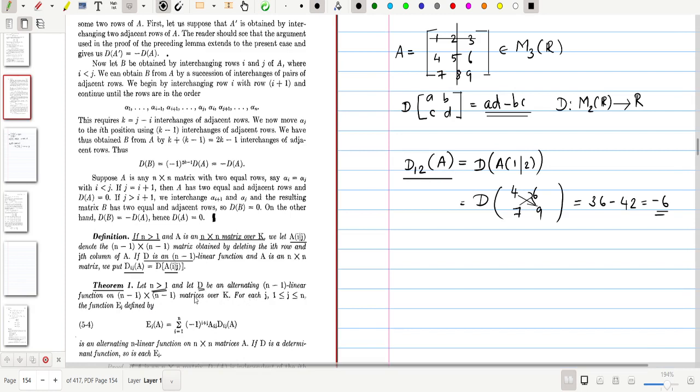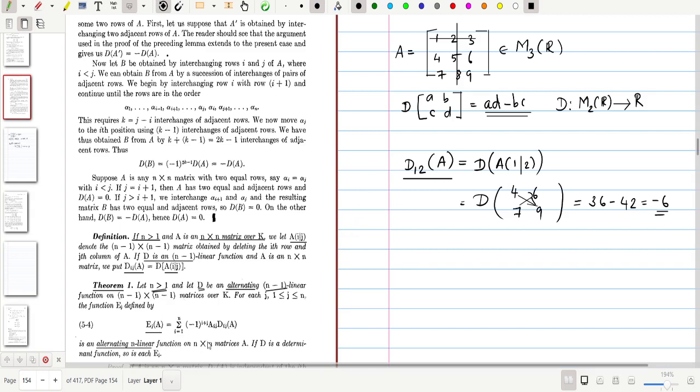Then using this n minus 1 linear alternating function, we will construct an n linear alternating function. So this d is an n minus 1 linear alternating function, and using it we will construct this Ej. Ej is an n linear alternating function. So using an n minus 1 alternating function, we construct an n linear alternating function. This is the statement of theorem 1.